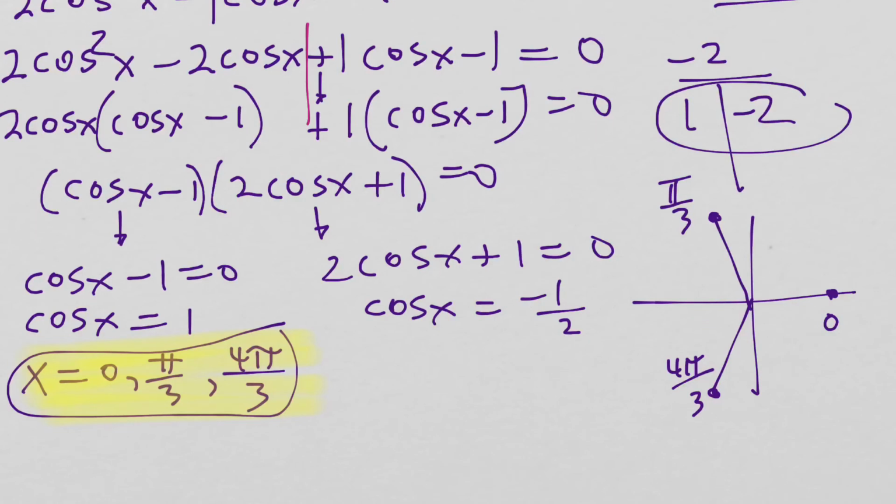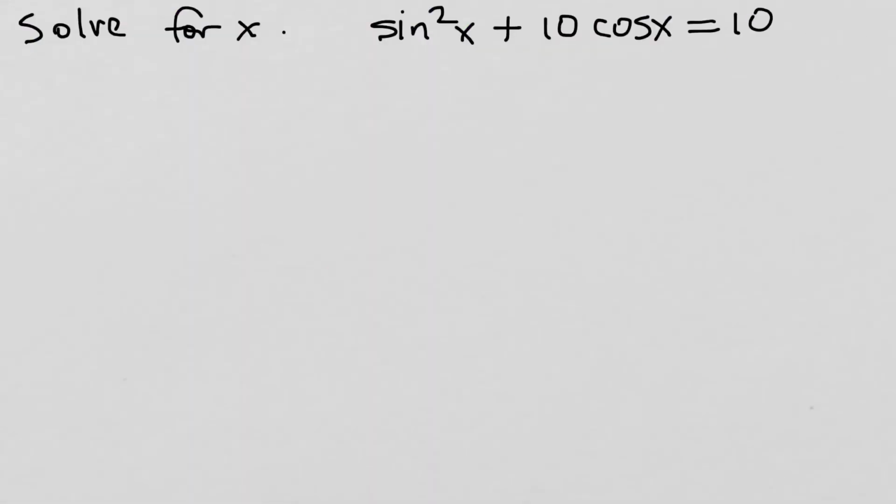So there's a mistake I found here. This should have said 2 pi over 3, 2 pi over 3. There we go. All right, so here's another problem.